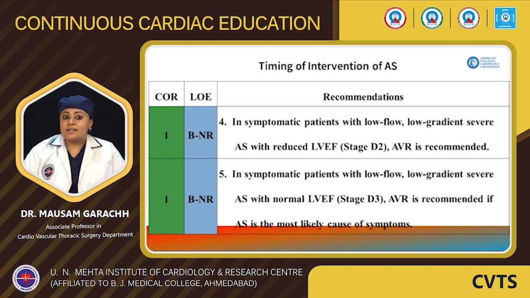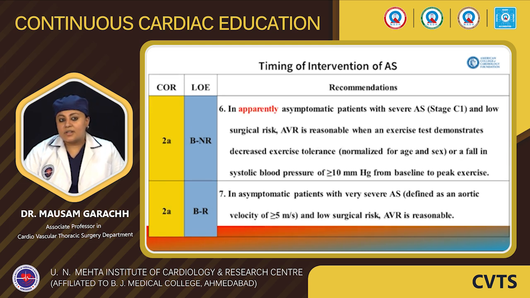Then Class 1, B-NR: in a symptomatic patient with low flow, low gradient, severe aortic stenosis with reduced EF, stage D2, AVR is indicated. Class 1, B-NR: in a symptomatic patient with low flow, low gradient, severe aortic stenosis with a normal EF, that is D3, AVR is recommended if AS is the most likely cause of symptoms.